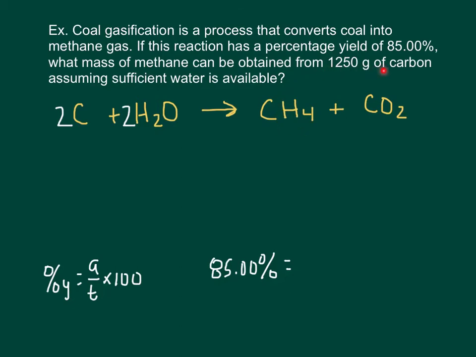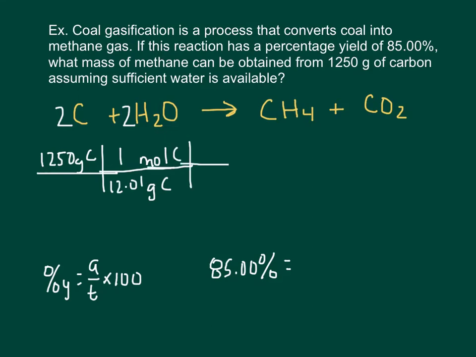And it says we start with 1,250 grams of carbon. And it says how much methane can we walk out of there with. So we have to find the theoretical yield first of all. Once we do that, we can plug it into this formula to find the actual yield. So let's find the theoretical yield right now. We start out with an action line of 1,250 grams of carbon. Then we're going to change grams of carbon to moles of carbon because we want to get to a mole-to-mole ratio. This is 12.01 from the periodic table, and that's 1 mole of carbon. Make sure you're writing those on there.